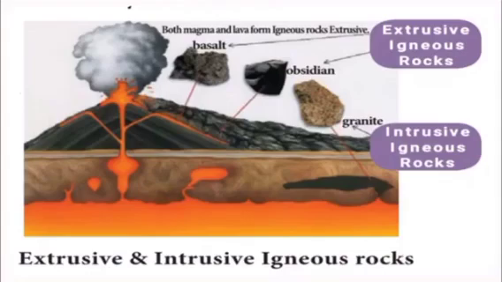So in this picture we can see extrusive and intrusive igneous rocks. Intrusive igneous rocks like granite, extrusive igneous rocks like basalt, obsidian. Both magma and lava form igneous rocks.